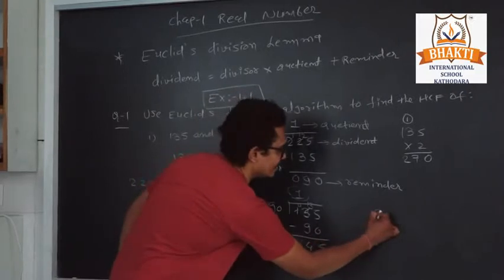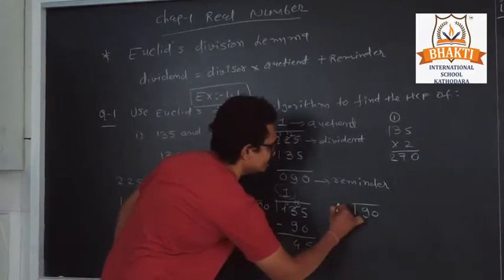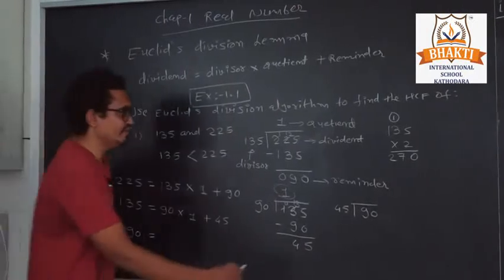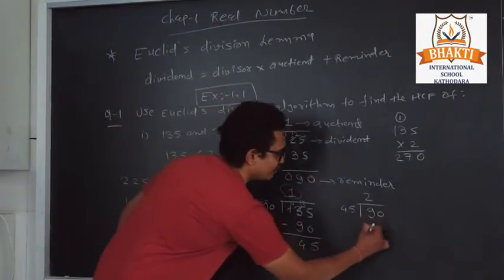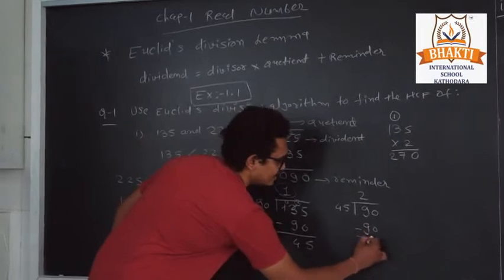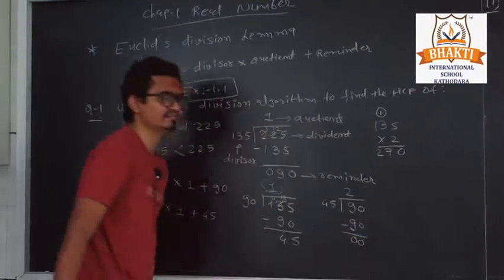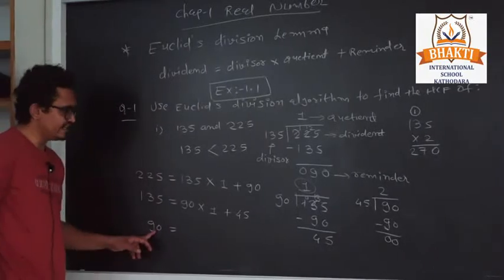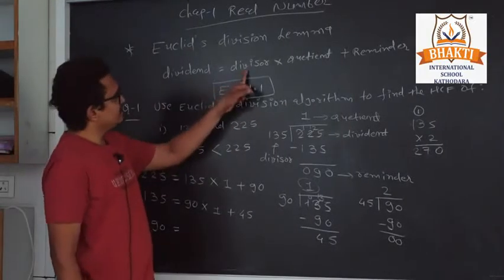So here we can write like that. 90 is divided by 45. 45 ones are 45 and 45 twos are 90. So the remainder will be 0. So here we can write 90 is equal to divisor into quotient plus remainder.